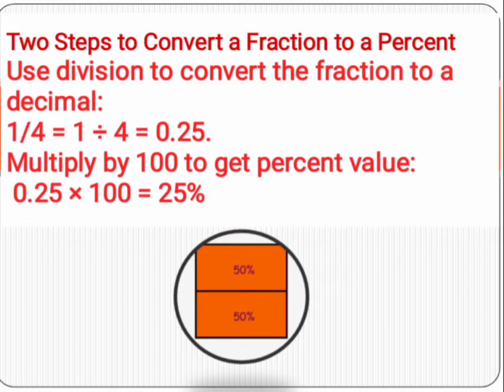Let us understand how to convert fractions, ratios and decimals into percentages. First one is to convert a fraction into the percent. First point, use division to convert the fraction to a decimal. 1 by 4 is written as 1 divided by 4 or 0.25. Second point, multiply by 100 to get percent value. That is 0.25. When multiplied with 100, we get 25%. That means to convert a fraction into the percent, we multiply the fraction by 100 and assign the percentage value.